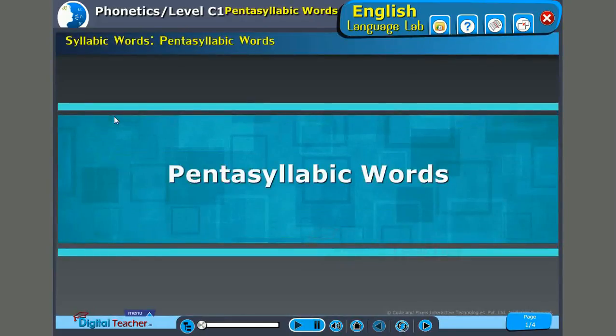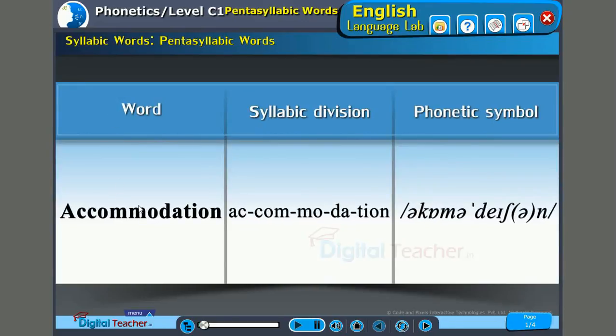After four syllabic words, it's now time to know five syllabic words. Accommodation, accommodation, a, ca, mo, dash, in. The stress is on dash, fourth syllable, dash, accommodation, accommodation.